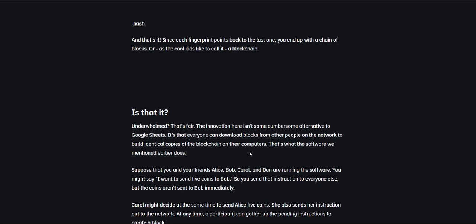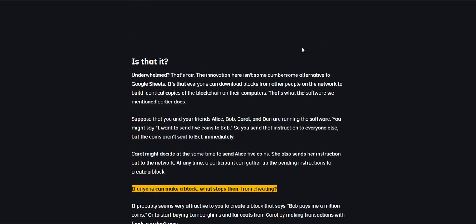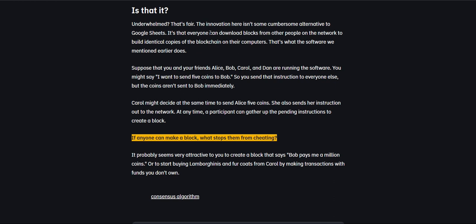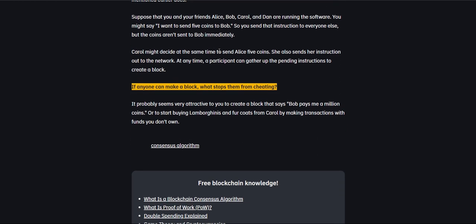And let's get back to where we were. And that's it. Since each fingerprint or hash points back to the last one, you end up with a chain of blocks, or as the cool kids like to call it, a blockchain. Is that it? Underwhelmed? That's fair. The innovation here isn't some cumbersome alternative to Google Sheets. It's that everyone can download blocks from other people on the network to build identical copies of the blockchain on their computer. That's what the software we mentioned earlier does.